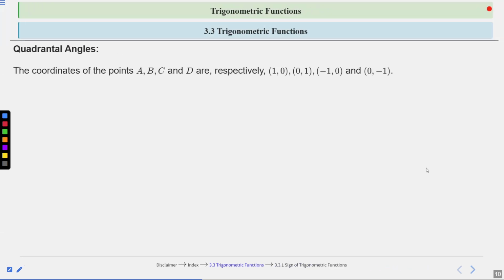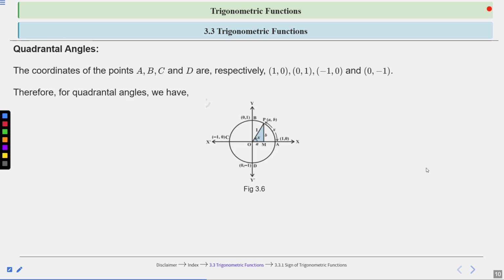The coordinates of points A, B, C, D are respectively (1, 0), (0, 1), (-1, 0) and (0, -1). See in this figure, the point A has coordinates (1, 0), point B is (0, 1), point C is (-1, 0), and point D is (0, -1). Since it is a unit circle, the radius is 1, so the distance of the origin from A is 1 unit. Therefore, it is (1, 0).